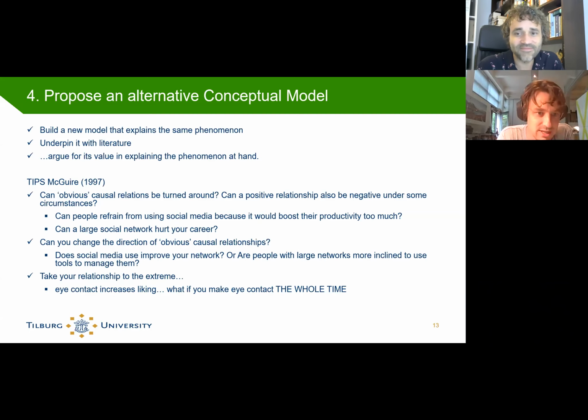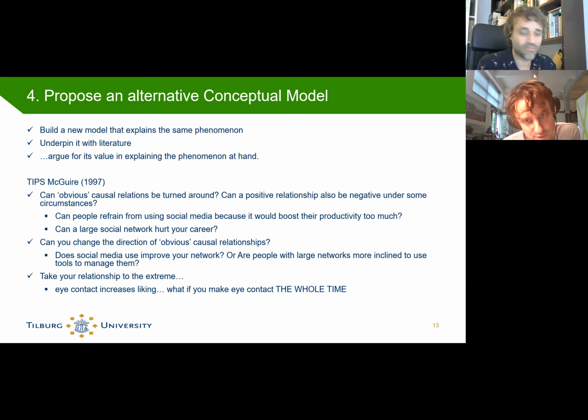That is obviously not going to be good for liking, right? That's going to make people extremely uncomfortable. And then it's really interesting, just as a thought exercise, to try to do that. Take a relationship to the extreme and then see when it doesn't work anymore.